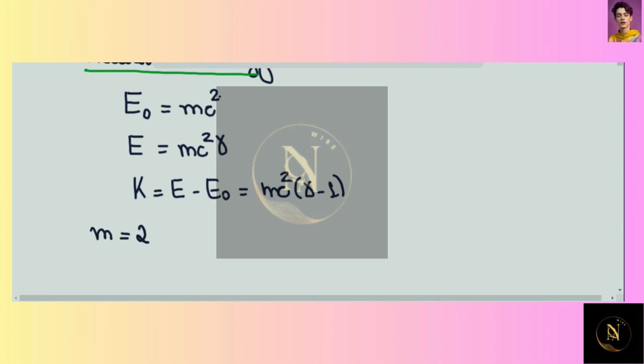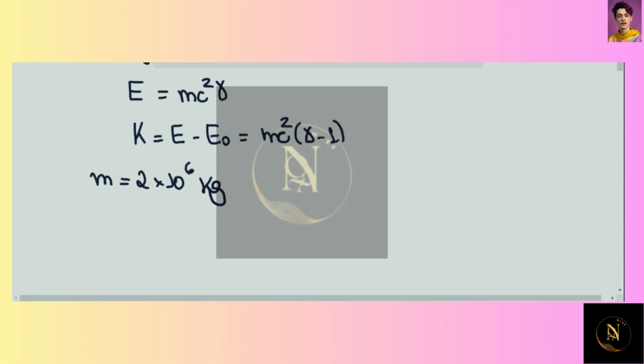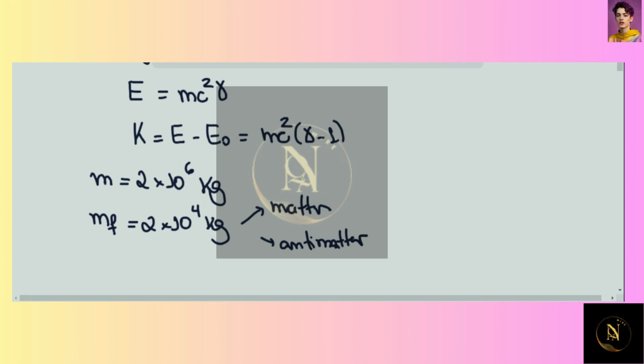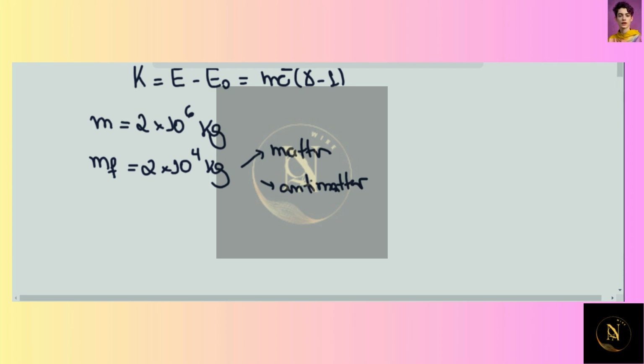In our problem, suppose that you have a spaceship with a mass of 2 × 10^6 kilograms. It's fueled by antimatter, and the mass of the fuel is 2 × 10^4 kilograms, half of which is matter and half is antimatter. When the two interact, they are annihilated and produce energy. Our goal is to find the speed of the ship if all this mass is converted into kinetic energy for the ship.